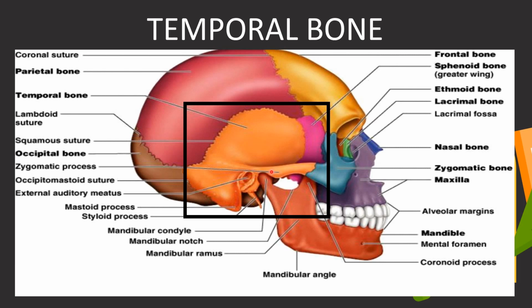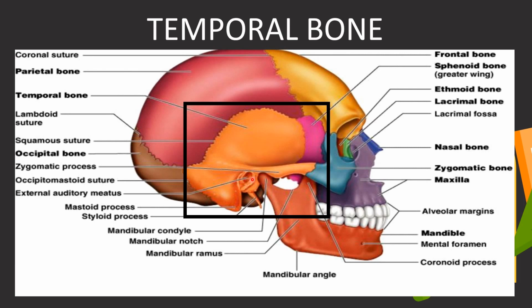This temporal bone articulates with the parietal bone by the squamous suture. You can see it's labeled out. And the temporal bone has an external acoustic meatus, and this one is the styloid process, and this one is the mastoid process.